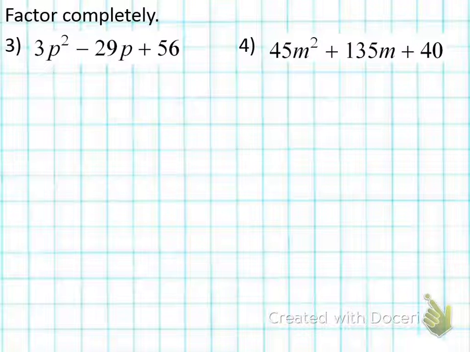Number 3. So we got 3p squared minus 29p plus 56. Okay, so this one's going to be a little bit harder, right?